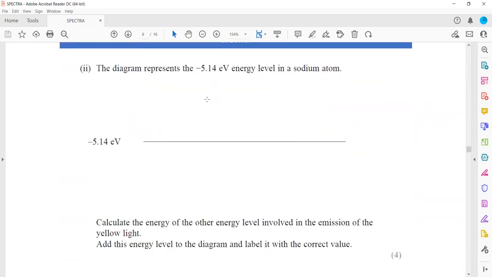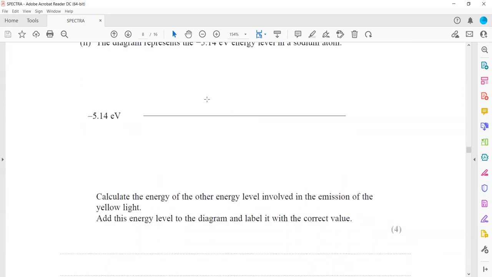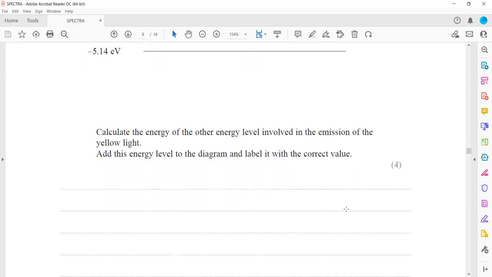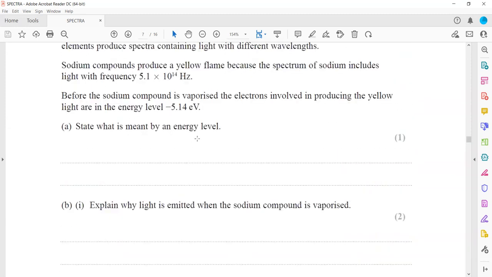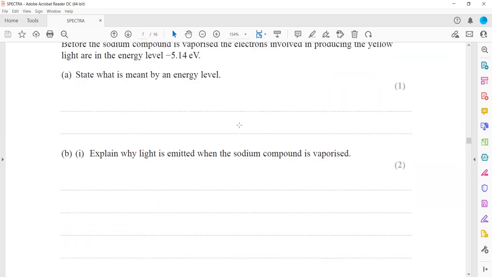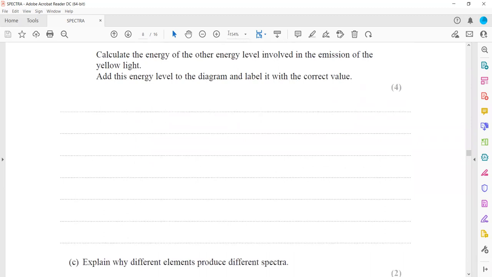The diagram represents the energy level of minus 5.14 in sodium. Calculate the energy of another level involved, and add this level to the diagram and label the value correctly. So one of the levels is there, and the energy emitted out is also given. A frequency is given, 5.15 times 10 to the power 14. Using this frequency, we will first work out how much energy there is, and using the energy we'll work out the difference.